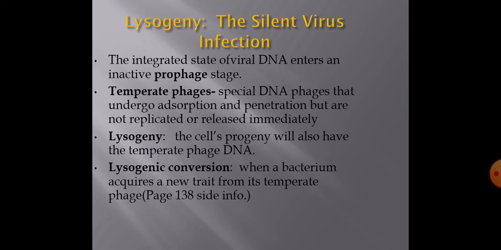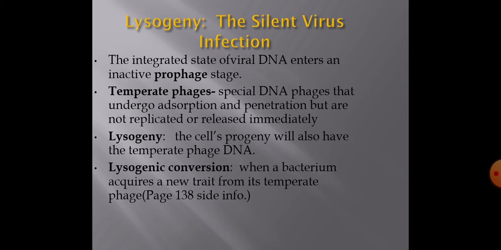Prophage is the integrated state of viral DNA which enters into an inactive stage. Temperate phages are special DNA phages that undergo absorption and penetration but are not replicated or released immediately. The temperate phages are also known as lysogenic phages. Lysogeny is the phenomenon of the lysogenic life cycle of bacteriophage.